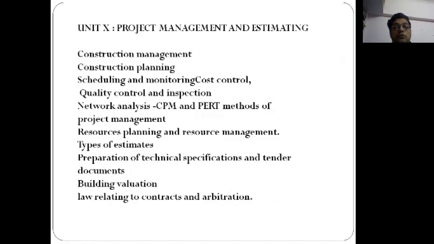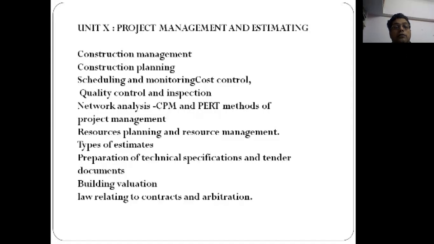Resource planning, resource management, types of estimates, then preparation of technical specification, tender documents, building valuation, and law related to contract and arbitration. See, you can expect at least two questions from each topic: management, planning, network, CPM, then types of estimate, documents, valuation, then law related to contract.